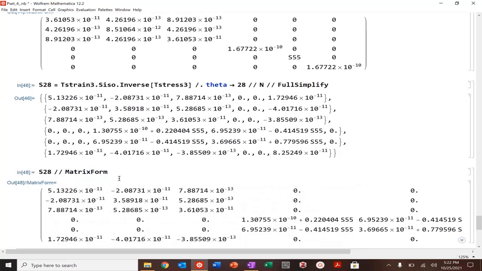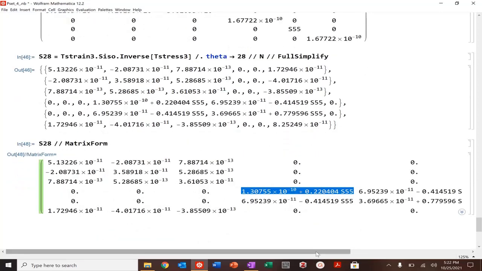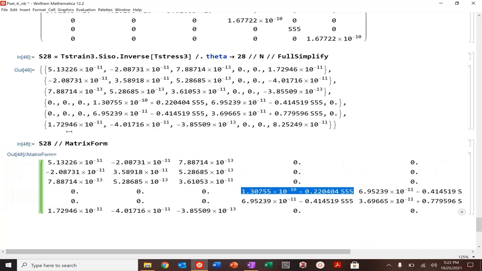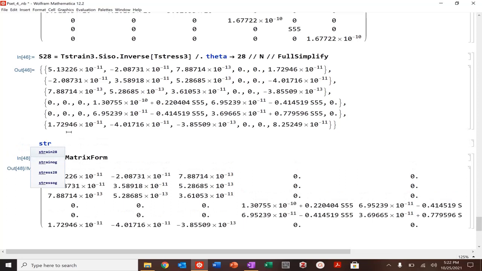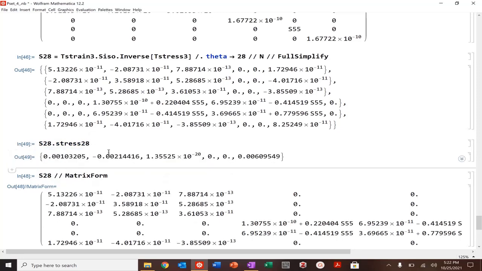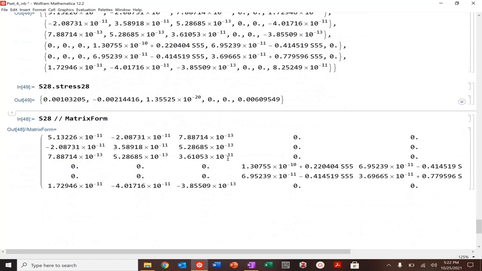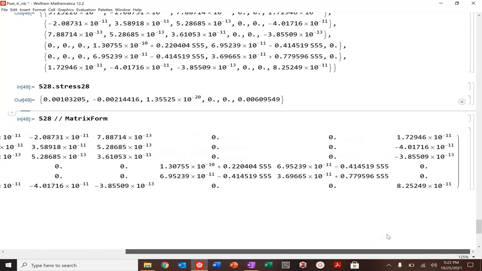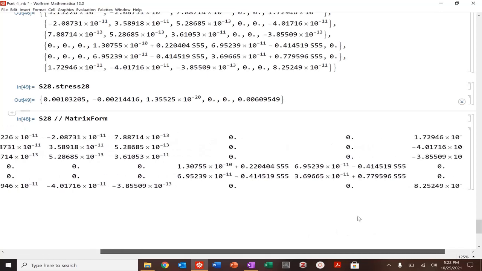Matrix form. So I could see it's in these off-diagonal components here that are giving us the equations. So we could do stress, actually S28 dot stress 28. But we see here, unfortunately, we know that that's not giving us anything. So we don't have any equations that give us any values in here.